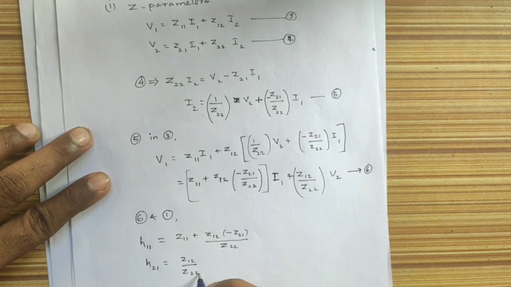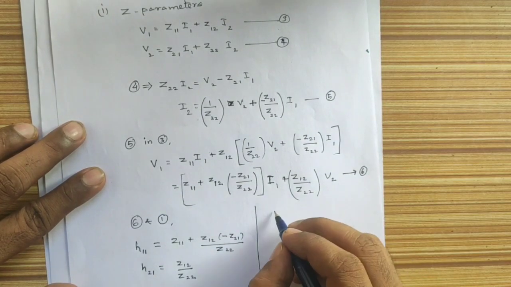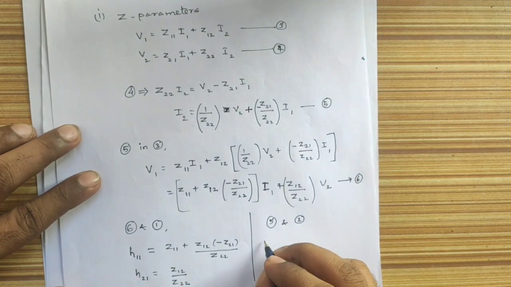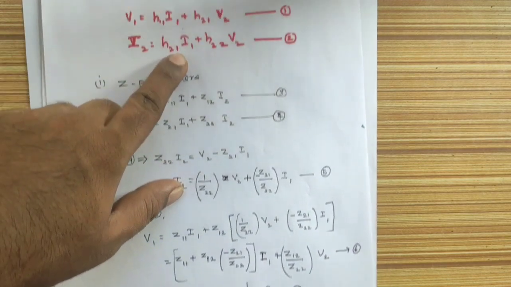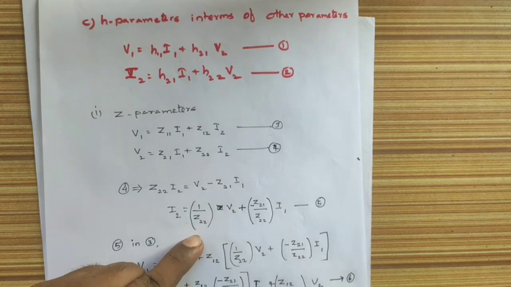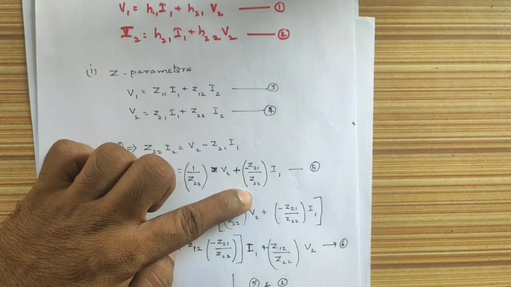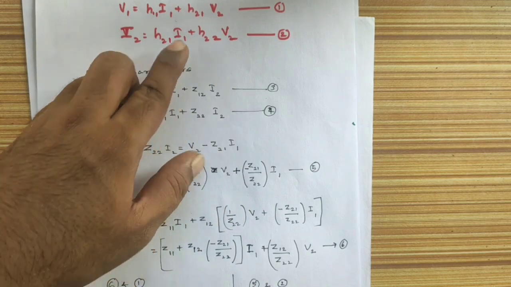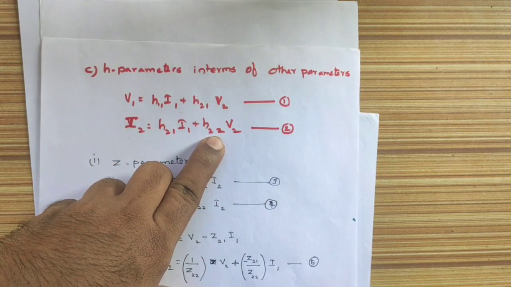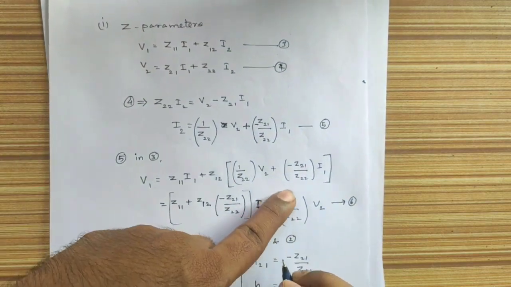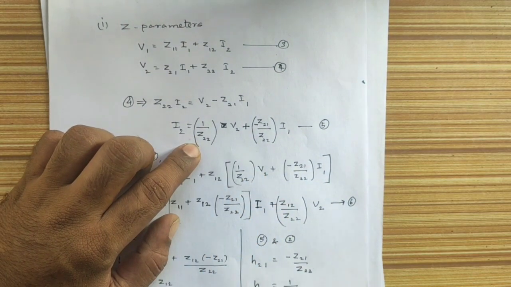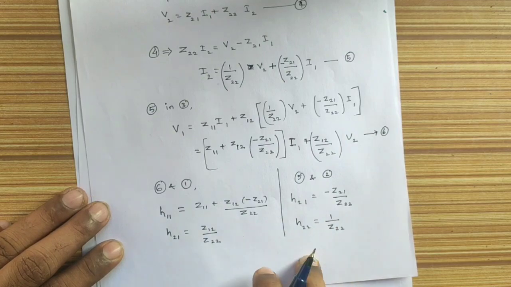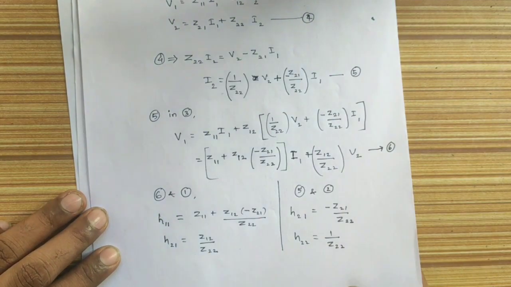Similarly the coefficients of V2 are H21 equal to Z12 divided by Z22. Similarly, if I compare equation number 5 and 2, the coefficient of I1 is H21, that is equal to minus Z21 divided by Z22, and the coefficient of V2 is H22, and here the coefficient of V2 is 1 by Z22.